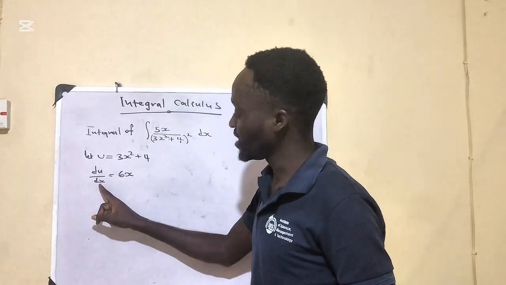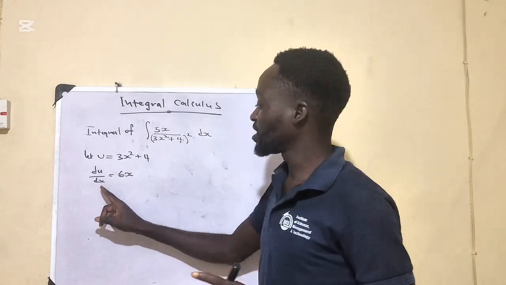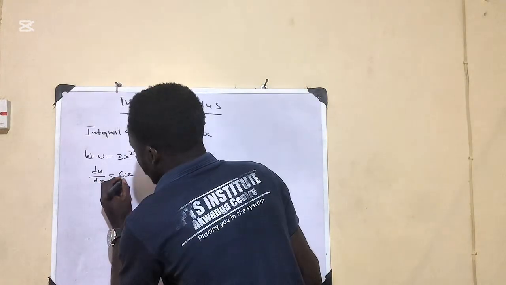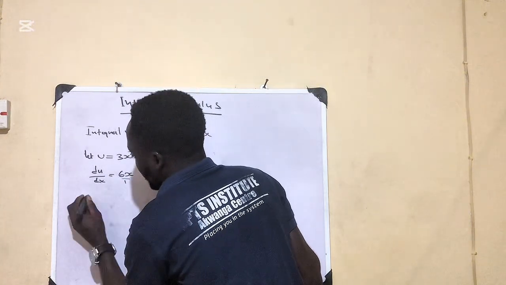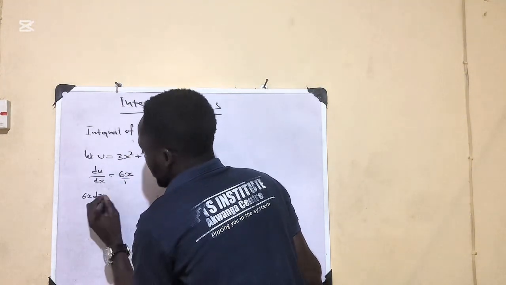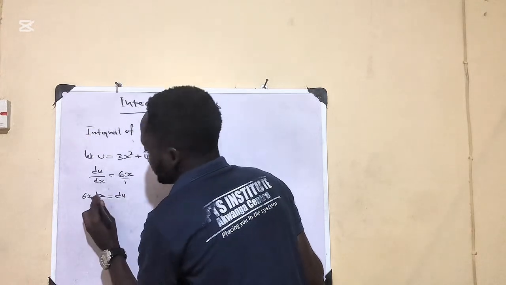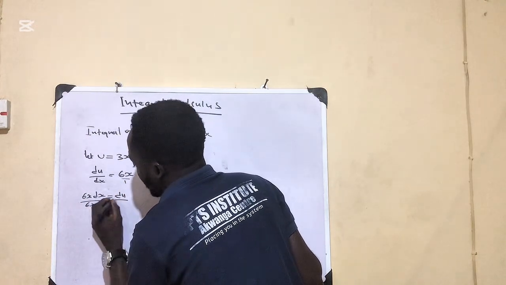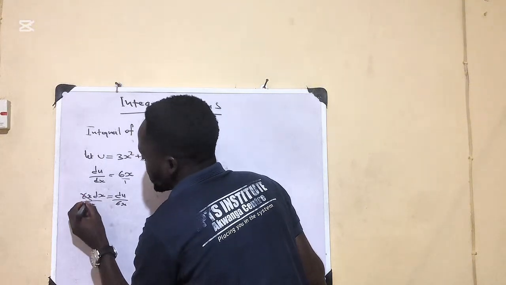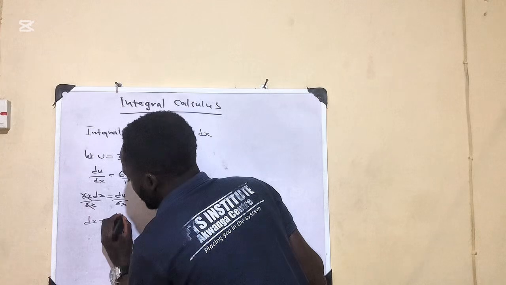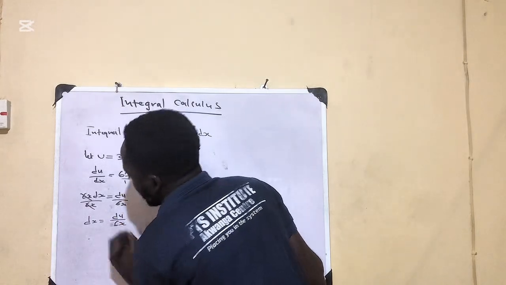So the next thing is you want to make dx the subject of the formula. We cross multiply; this is like 1 over 1, so if you cross multiply, you are going to have 6x dx is equal to du times 1, which is still du. To make dx the subject, we divide both sides by 6x. So 6x cancels 6x, and we have that dx is equal to du over 6x.